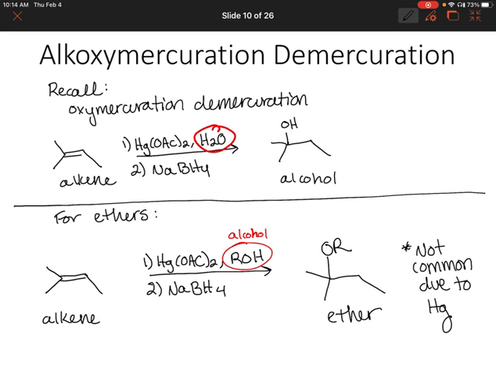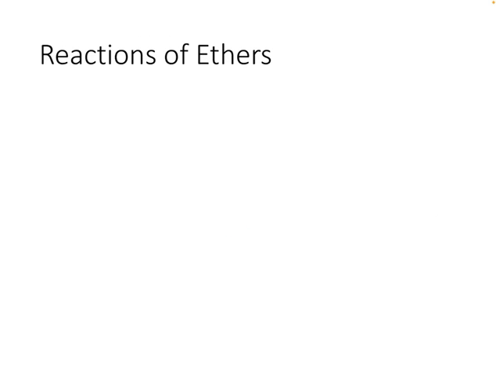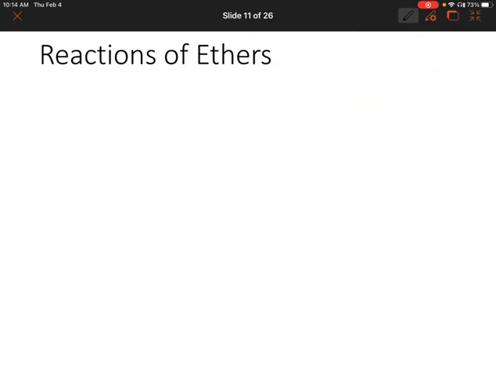All right, so let's talk about some reactions that ethers can perform. The one reaction we're really going to talk about is acidic cleavage. Your book does cover another mechanism called autooxidation, but we're not really going to worry about that here. So we're just going to cover acidic cleavage. So this should just say reaction of ethers.